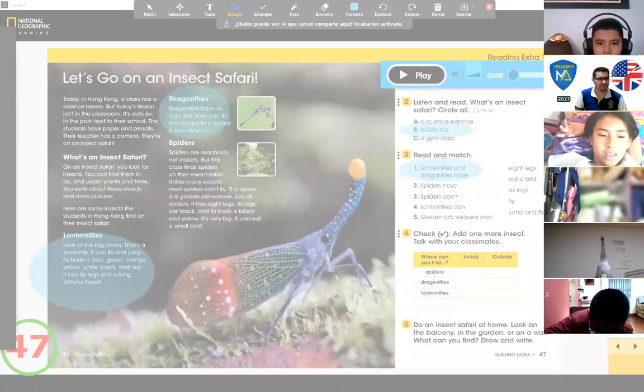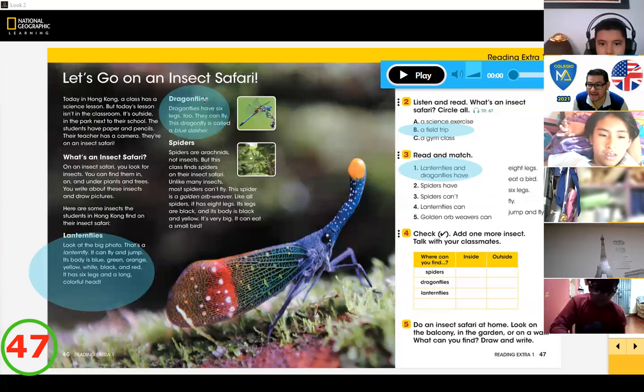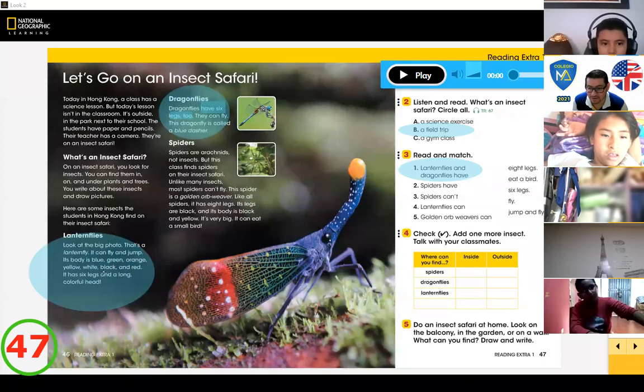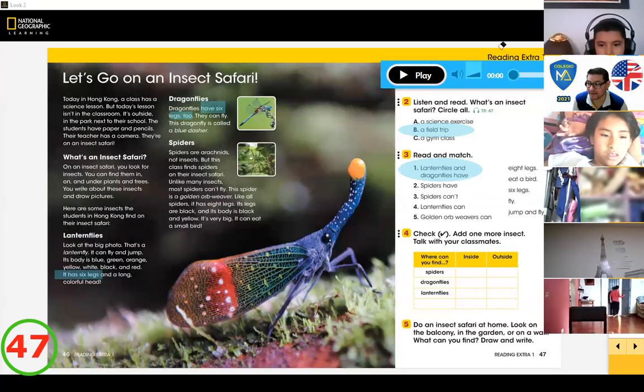What's something in common they have? Hay algo que tienen en común ellos. You don't know? Look, it says something here. Dragonflies have 6 legs, too. 6 legs. ¿Y qué dice aquí? Lanternfly, no? It has 6 legs. That's something in common. Ahí está lo que ambos tienen en común. What do they have? 6 legs. I'm going to change this. 6 legs.